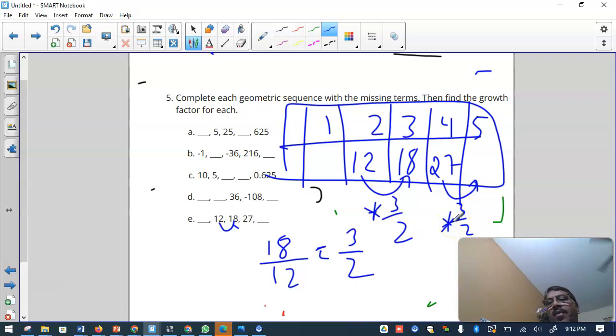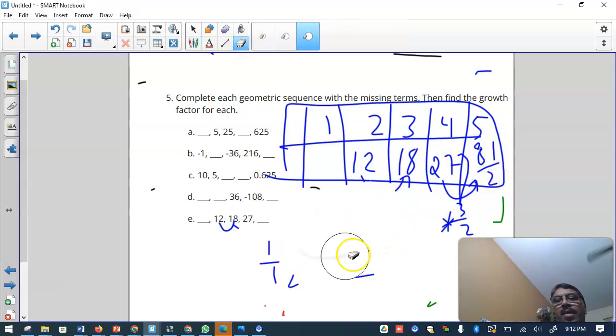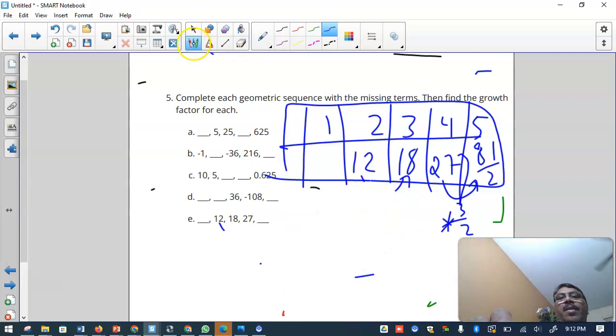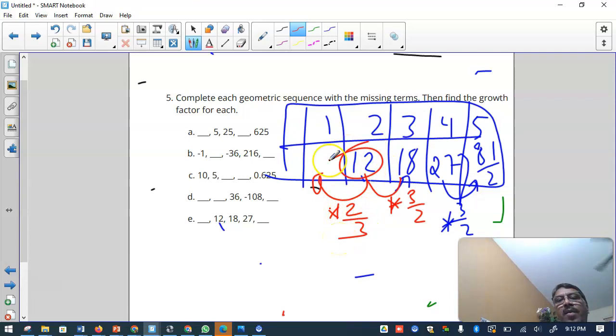So that means if you multiply 3 over 2 by 27, it will be 81 over 2 there. But when you go backwards, you have to multiply by the reciprocal. Instead of multiplying by 3 over 2, when you go backwards you are multiplying by 2 over 3. So that means this is 12.